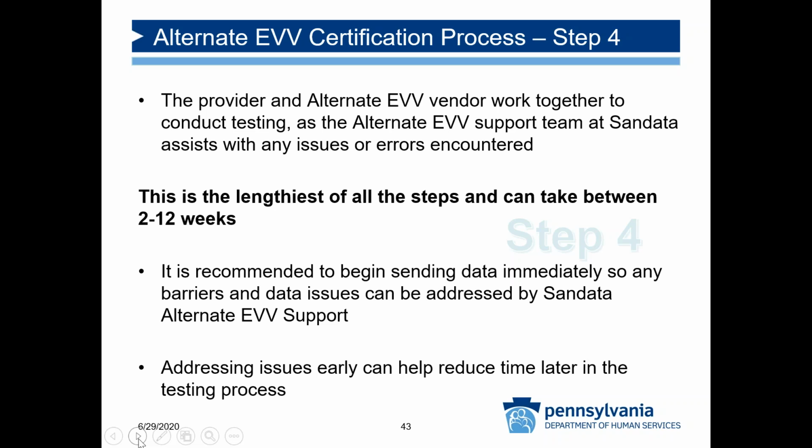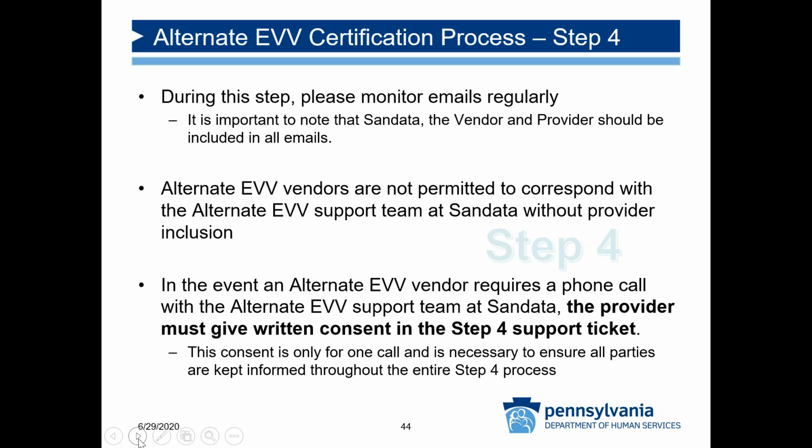This is by far the lengthiest of all the steps and can take between 2 to 12 weeks. So it is recommended to begin sending data immediately so any barriers and data issues can be addressed by Sandata alternate EVV support team. Addressing issues early can help reduce time later in the testing process. During this step, you're reminded to please monitor emails regularly.